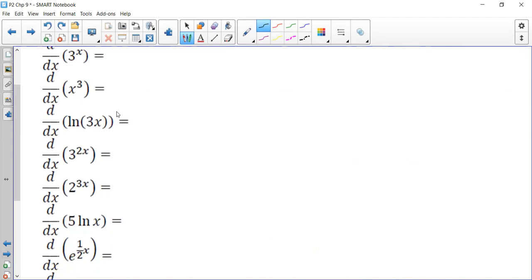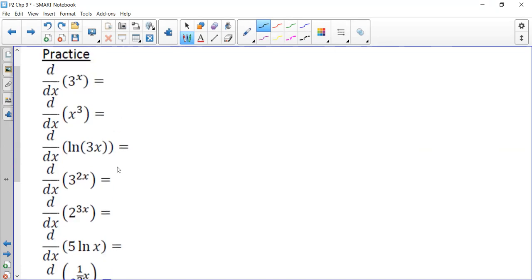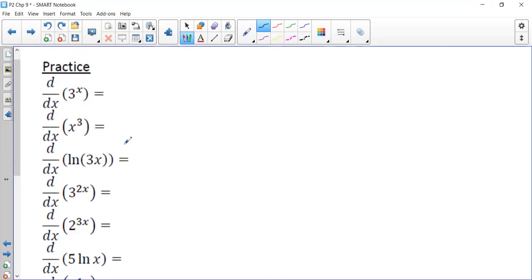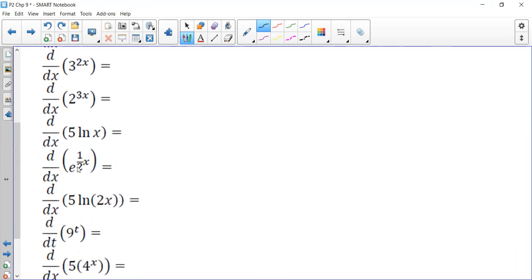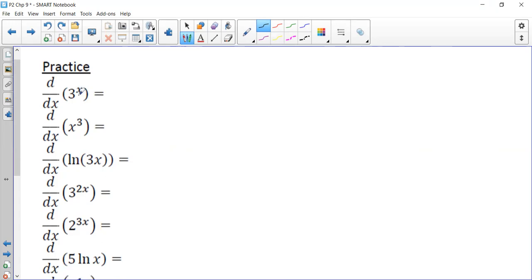The next one is a practice, but I'll go through a few of them with you first, and then maybe you can have a go on your own. So practice number 1. There are a lot of questions, so sorry, the spacing is not quite right, but just use the full width of the paper. So the derivative of 3 to the power of x.